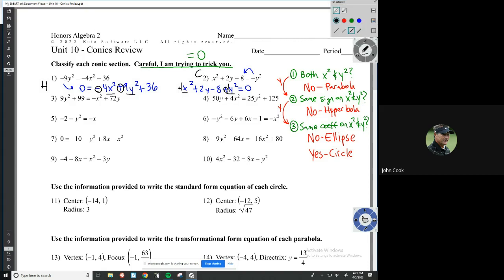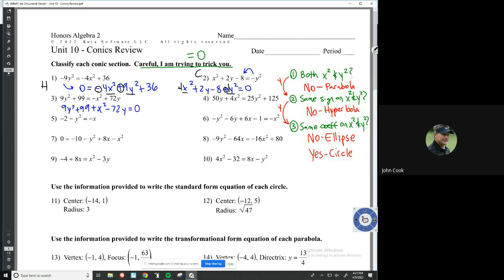All right, number 3. So I move all the stuff over to one side. Let's just move all the stuff on the right-hand side over. So we've got 9y squared and 99 plus x squared minus 72y equals 0. And then we answer the 3 questions.